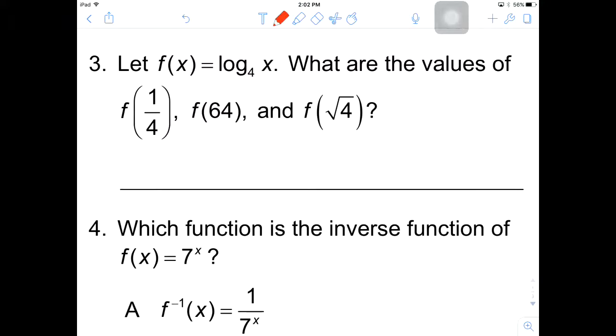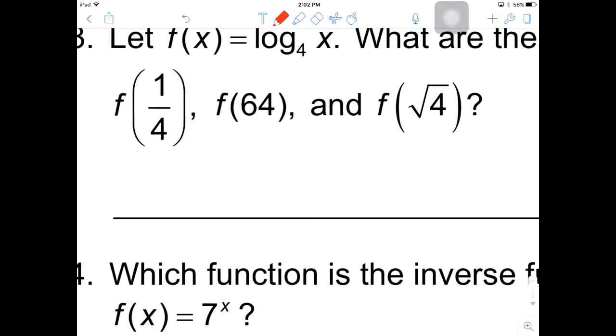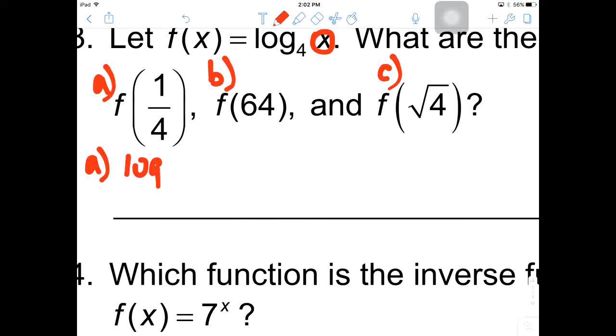Number 3, let f of x equals log base 4 of x. What are the values of each one of these? So we're going to do them as 3 separate problems. So we'll call this A, B, and C. So in problem A, we're looking for f of 1/4. So we're going to evaluate log of x. Whatever x is, we're going to let it be 1/4. So that will be log base 4 of 1/4.